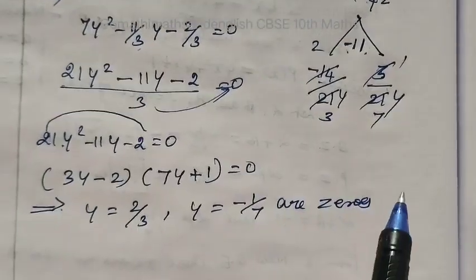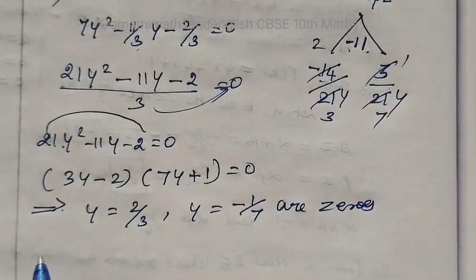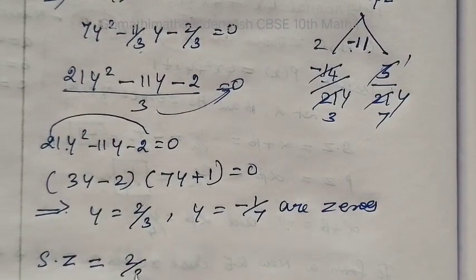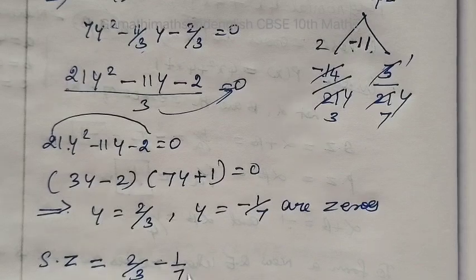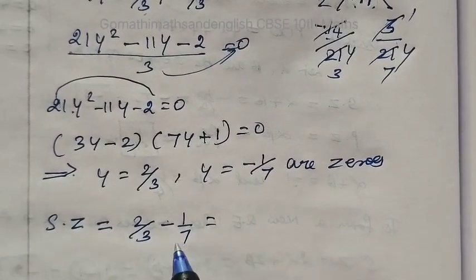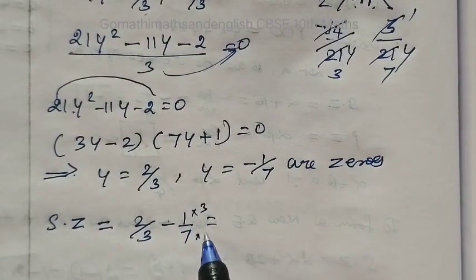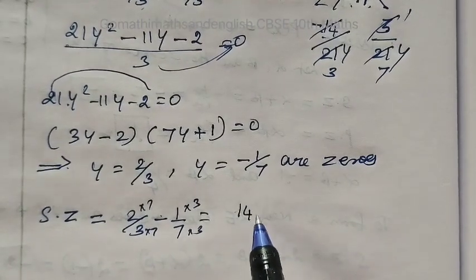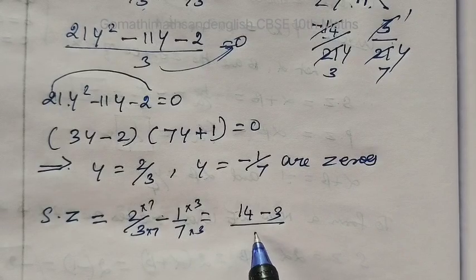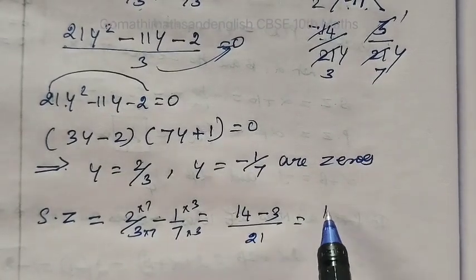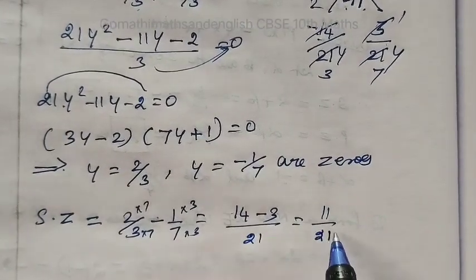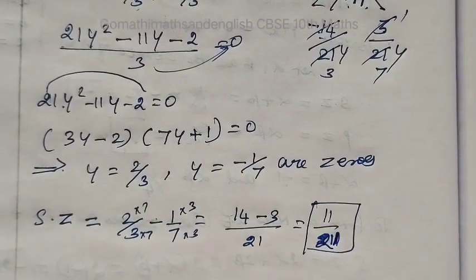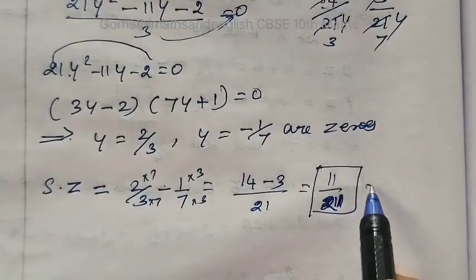Now we have to find the sum of the zeros. So sum of the zeros equal to first zero plus second zero, equal to take LCM. So here into 3, into 3, into 7, into 7. So 7 2s are 14 minus 3 by 21 below. So 11 by 21.